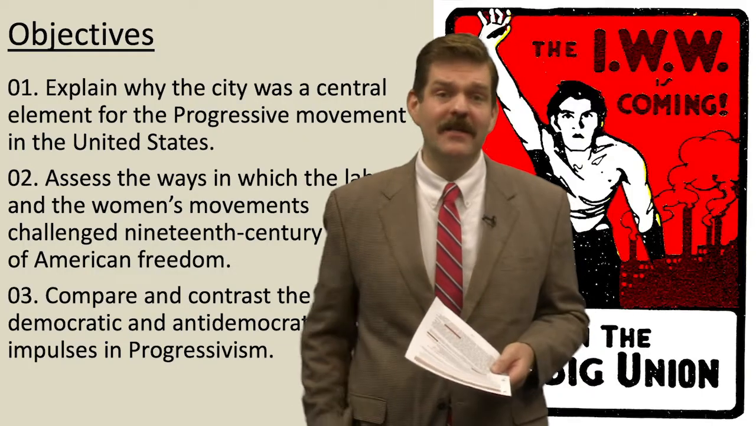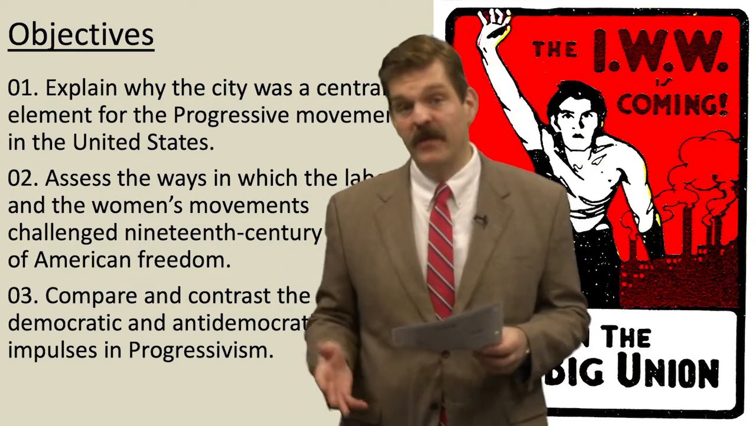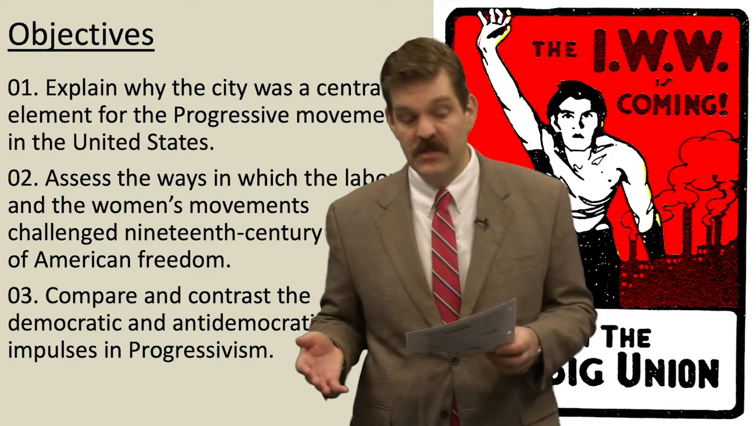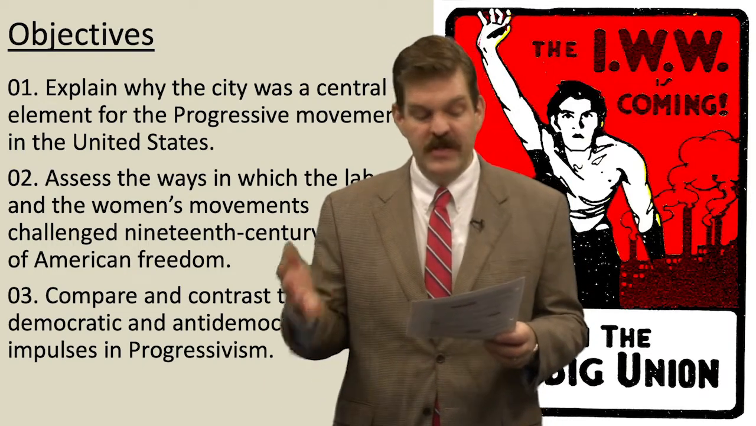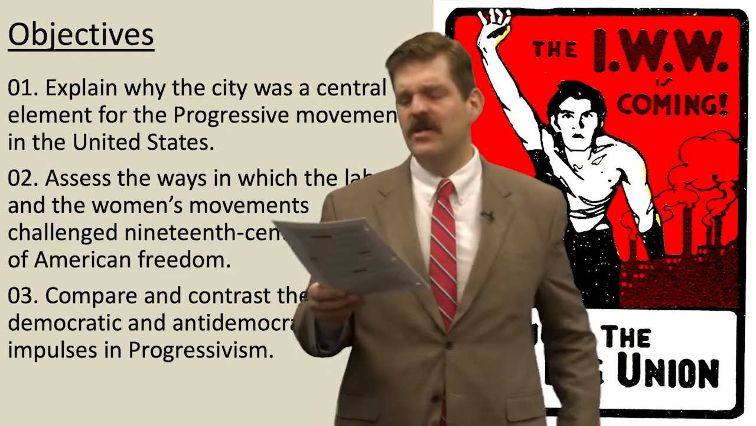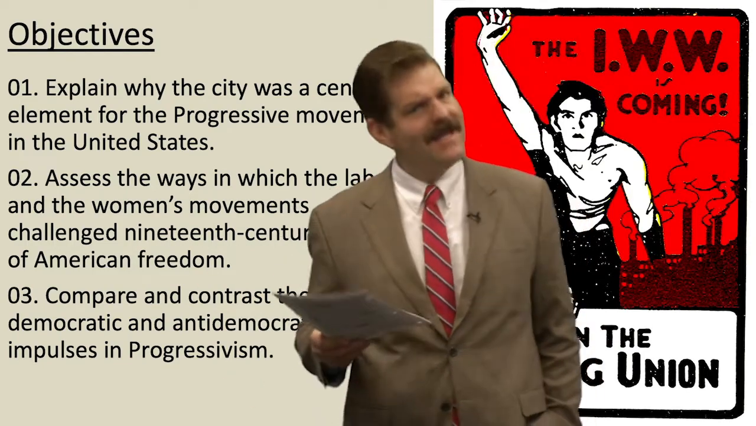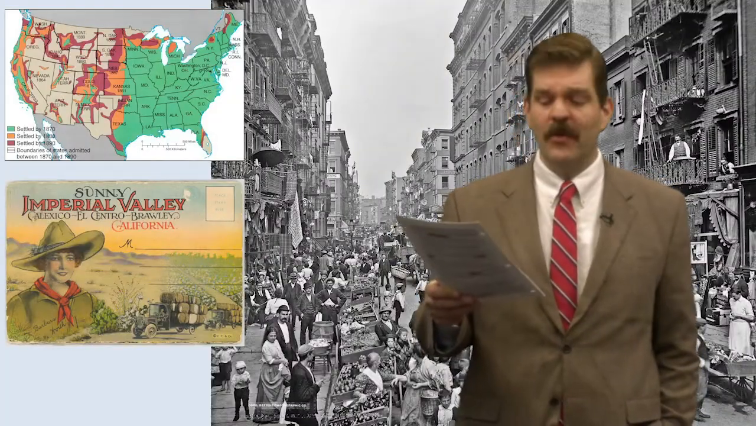We have three objectives today. By the end of this class, you should be able to explain why the city was a central element for the progressive movement in the United States. You should be able to assess the ways in which the labor and women's movements challenged the 19th century notions of American freedom. And you should be able to compare and contrast the democratic and anti-democratic impulses of the progressive era.